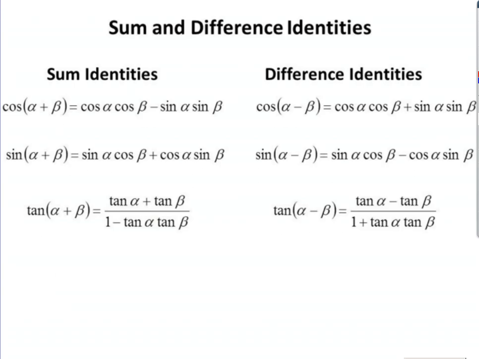So we have sum and difference identities for cosine, sine, and tangent. We use these when we have values that we do not easily find on the unit circle, but if we can find two values that are on the unit circle that we can add together or subtract from each other to find the value that we're looking for, then we can use our unit circle to find the exact values.